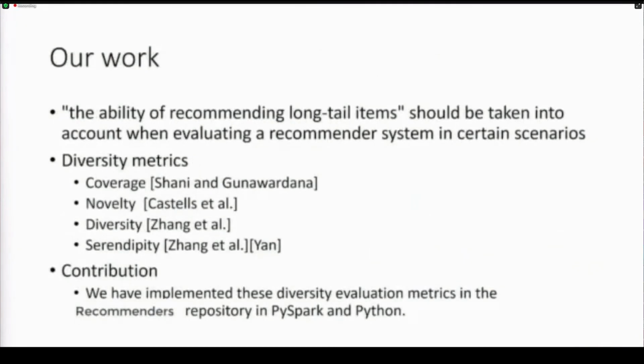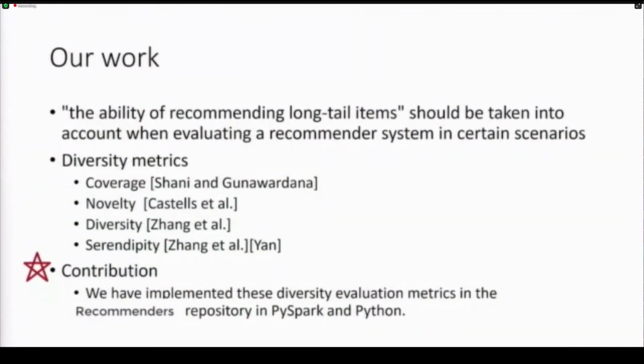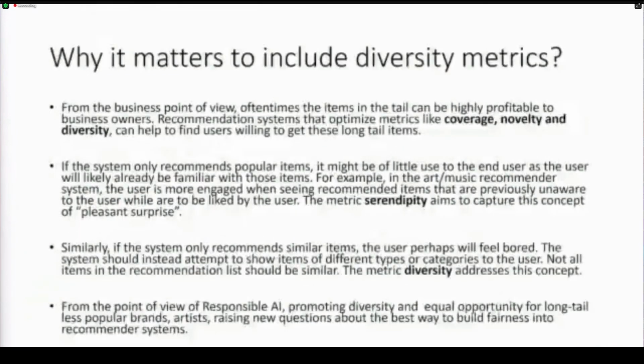We argue that the ability of recommending long tail items should be taken into account when evaluating a recommender system in certain scenarios. To evaluate how well a recommender can recommend long tail items, metrics such as coverage, novelty, diversity, and serendipity are good candidates to use. The major contribution of this work is that we have implemented these diversity evaluation metrics in the recommender repository in PySpark and Python. Why it matters to include diversity metrics?